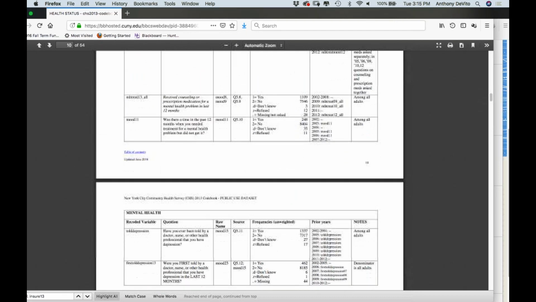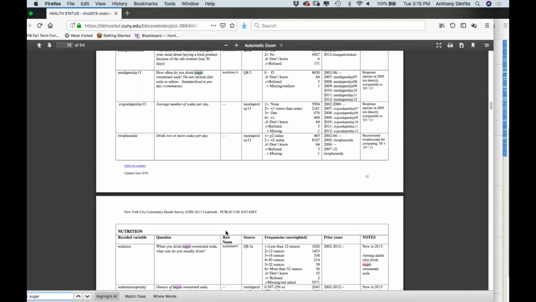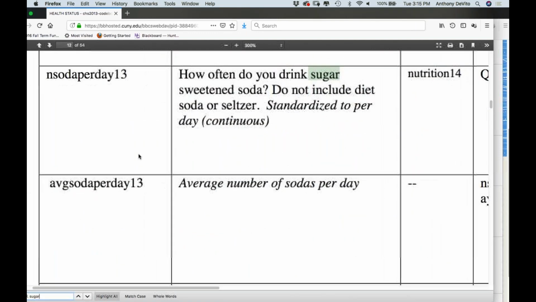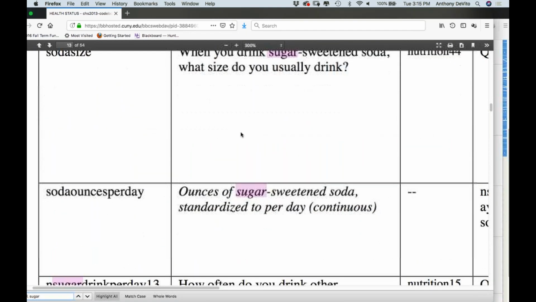on diet and nutrition, especially sugar. How often do you drink? Here, what does that say? Soda per day. How often do you drink sugar sweetened soda? Right? Average number of sodas per day. So on and so forth.